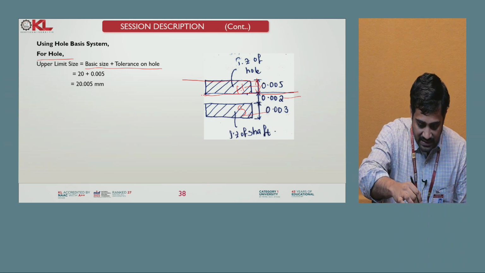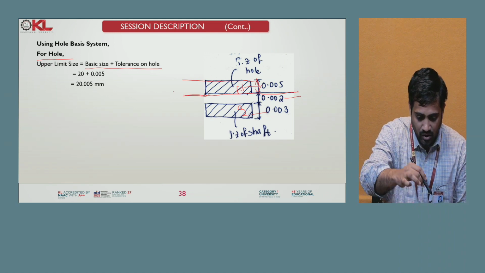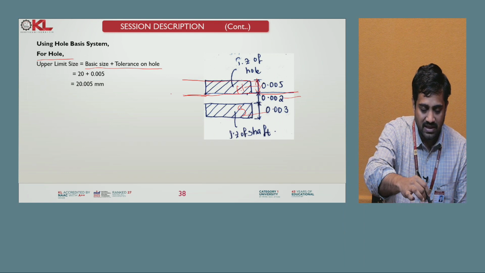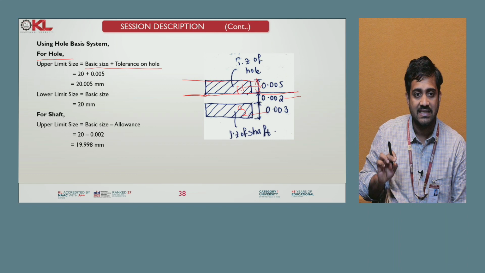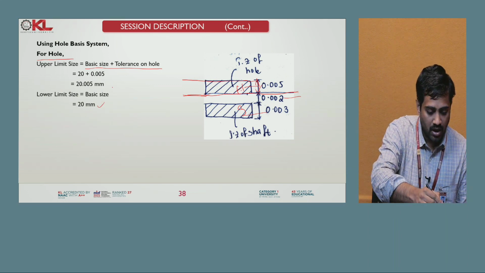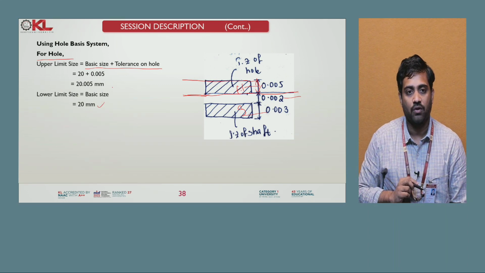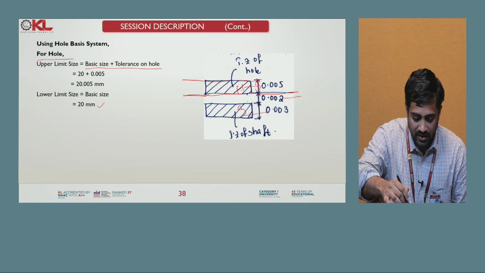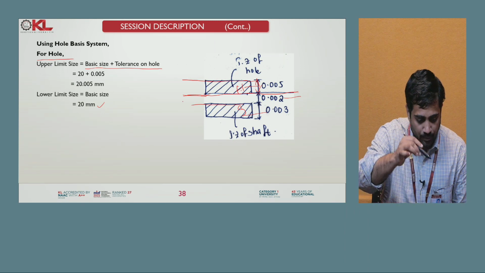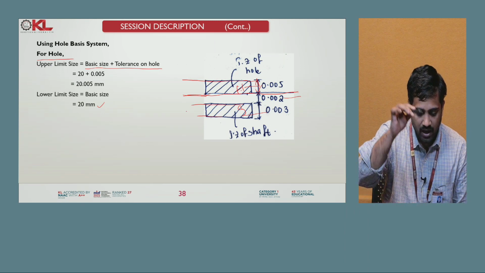Next, this will be the lower size limit of the hole. The lower size limit is nothing but the zero line, so the basic size itself will be equal to the lower limit size of the hole. Coming to the shaft, this will be the upper limit, this will be the lower limit.